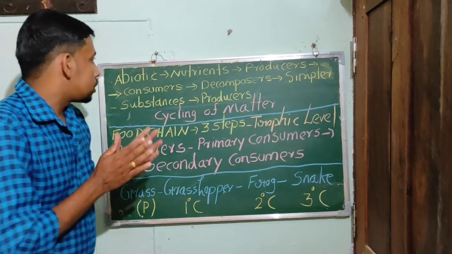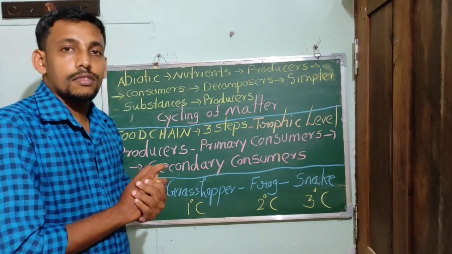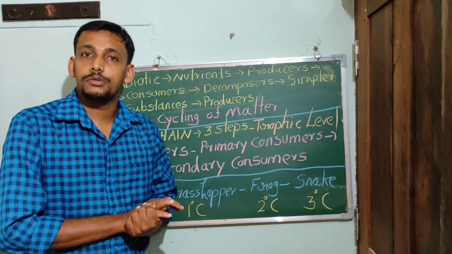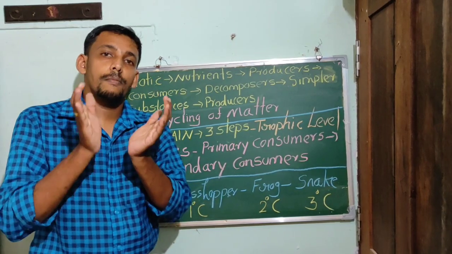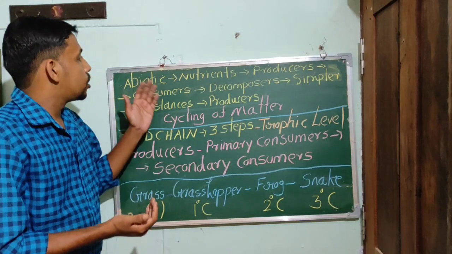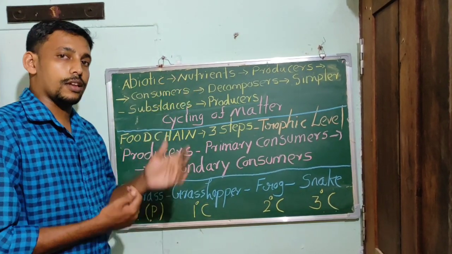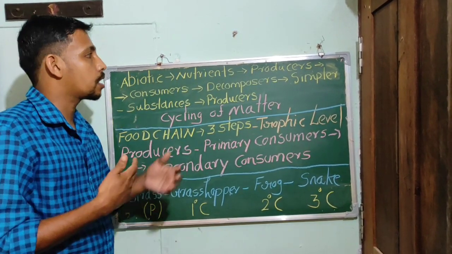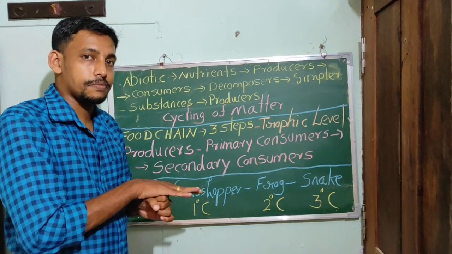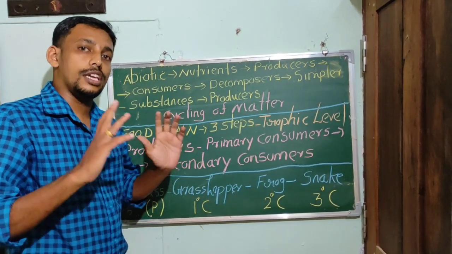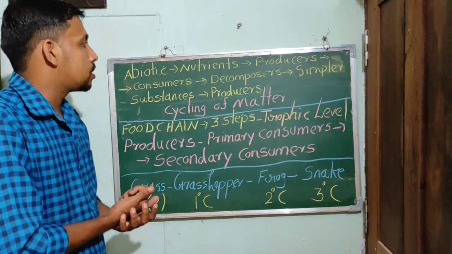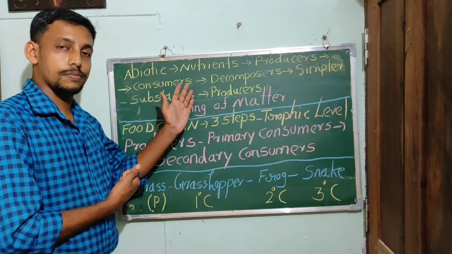The abiotic components provide nutrients to the producers, or the plants. These nutrients are taken up by the producers, and with the help of solar energy they prepare their own food, and this food is eaten by the consumers.